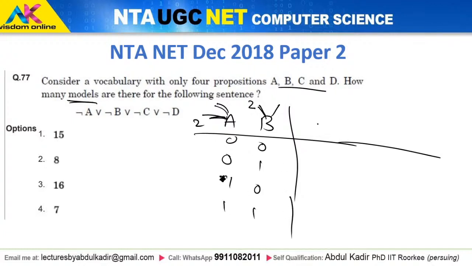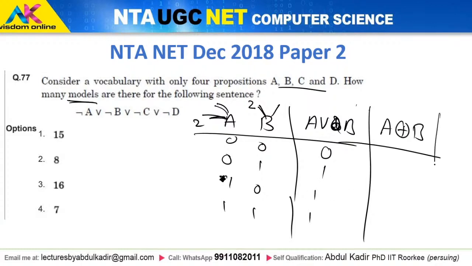Okay. Now let's assume you have an expression. For example, you have this expression A or B. Then what will be the truth table? The truth table will be this. Now let's assume you have another expression. Then what will be the truth table? The truth table will be this.